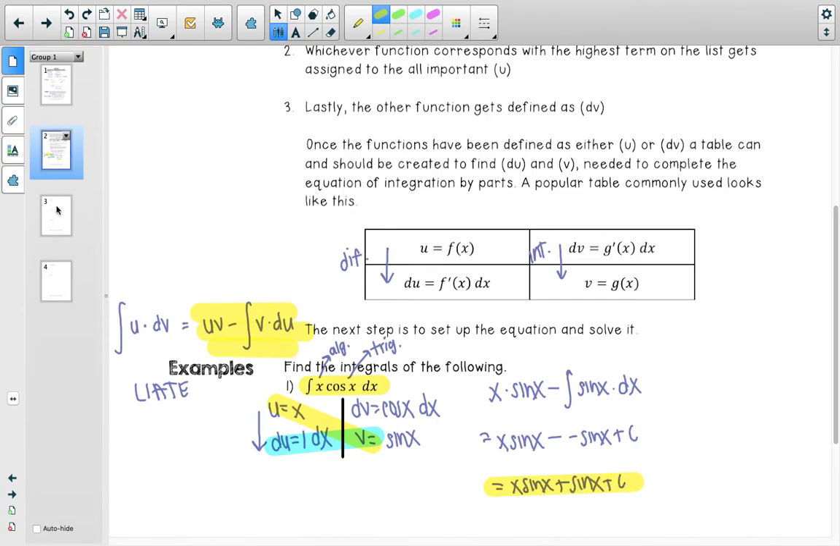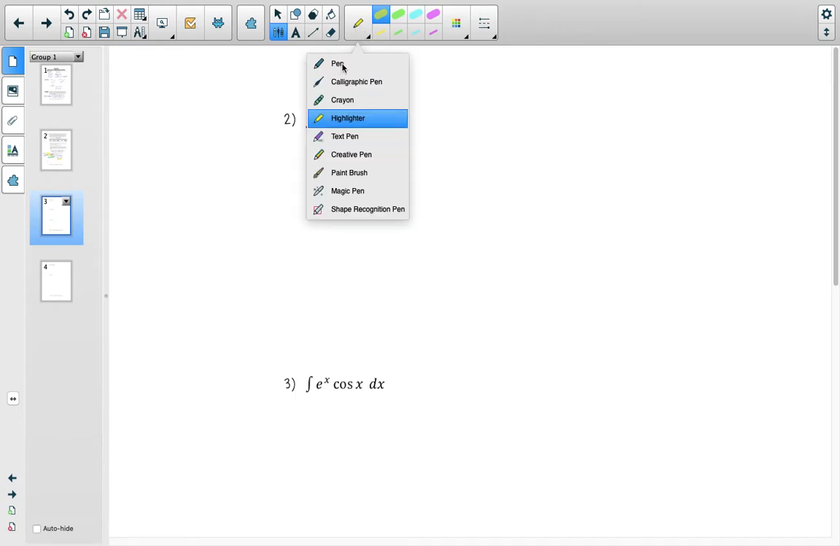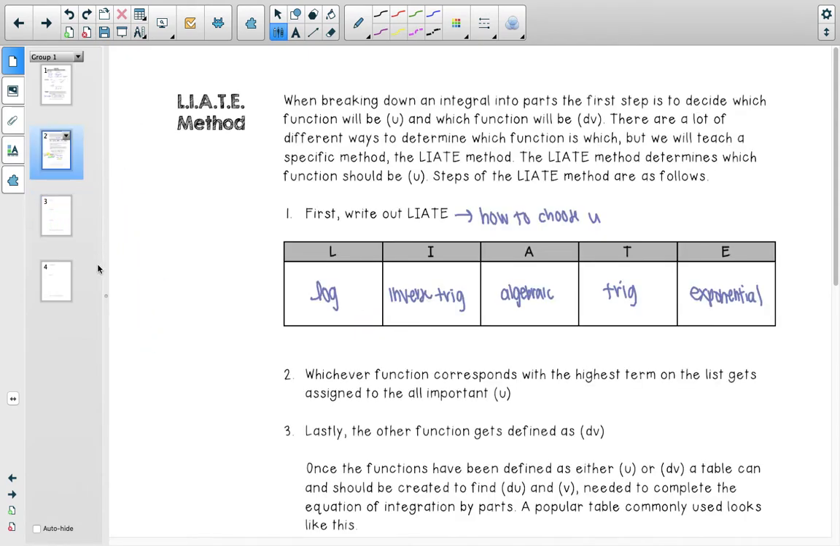All right, one more example, and we're going to cut off the video and then move on to more problems. I won't lie to you, sometimes you have to do this twice, and I'm just giving you a heads up. So the things you have to remember: the LIATE method, and the integral of, if you remember, it's right down here.